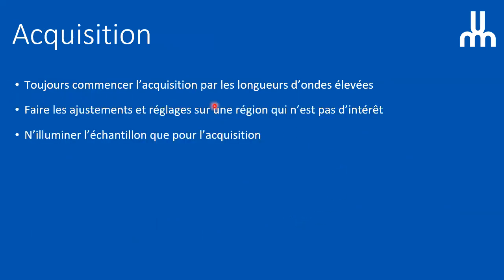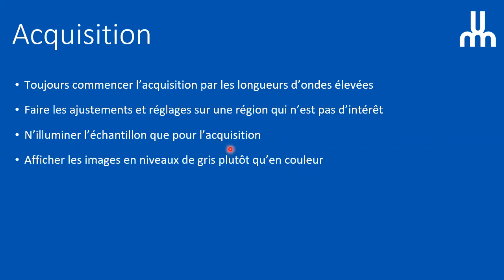On the acquisition, always start with a high wavelength. Always start with the red. Why? Because the red has lower energy. It doesn't bleach the blue and the green. So always start with the red and then go down until you get to the UV. Do your adjustments on your sample where there is nothing, not in an interesting region. If you go to your region of interest, you're going to bleach it by doing the settings, and then it's going to be lost. So bleaching is important. Only put the light on when you have to, when you're doing acquisition.